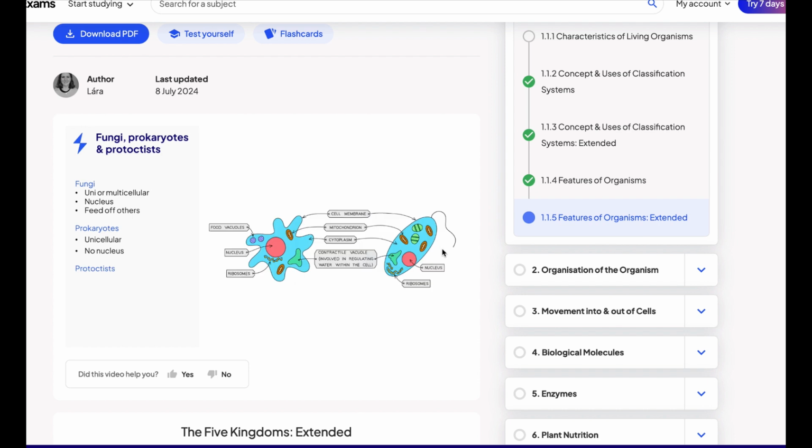Lastly, we have protoctists, which are sometimes called protists. These are organisms such as amoeba, and they tend to be unicellular, so they are not like plants or animals. They differ from bacteria in that they have a nucleus, but they are different to fungi, as they can also photosynthesize like plants. As you can see, each kingdom has its own unique features that make it distinct from other kingdoms.